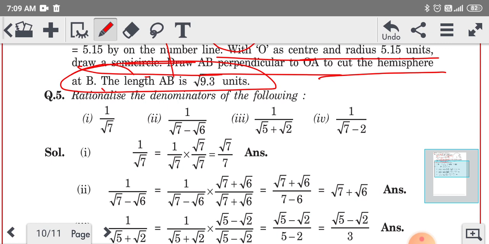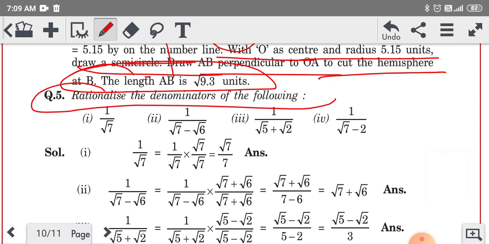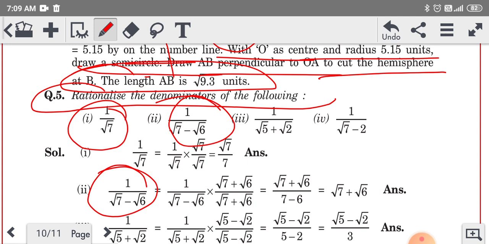Fifth कहते rationalize the denominator of the following. So first is 1 by under root 7. So इसको rationalize किया, that is multiply and divide किया under root 7 से. So we get answer under root of 7 by 7. Second कहते 1 by under root of 7 minus under root 6. So इसको हमने इसके ऑपोजिट साइन से मल्टीप्लाई किया, under root of 7 plus under root of 6 divided by under root of 7 plus under root 6, that is equal to under root of 7 plus under root 6 divided by 7 minus 6, that is equal to under root of 7 plus under root 6 answer.